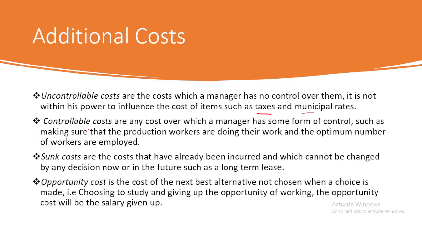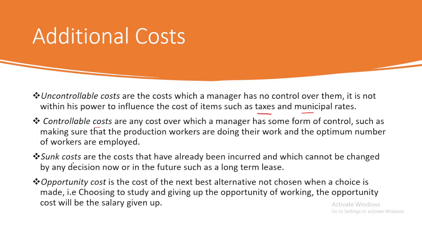And then we also have controllable costs, which are those the manager of the company has control over, such as the minimum wage he is supposed to pay his workers, his administrators, and all internal costs that the company will incur trying to manufacture the product. All of those we have control over, so we classify them as controllable costs when it comes to decision making.